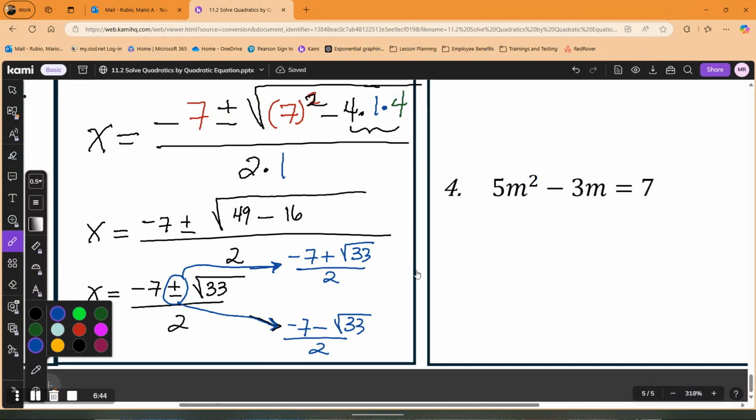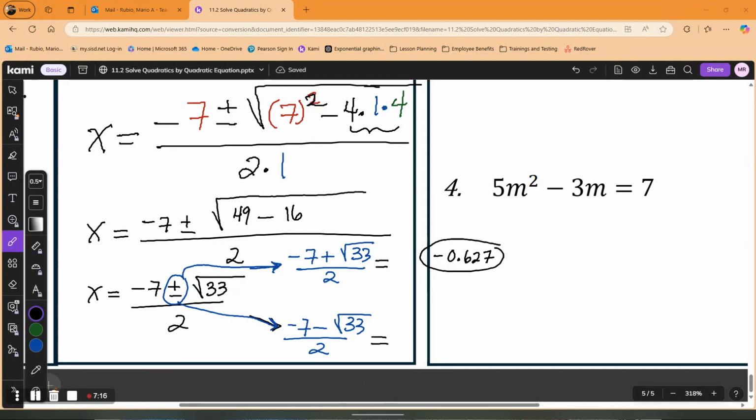And now I'm going to simplify these a little bit more. I don't know what the square root of 33 is off the top of my head, so I'm going to put this in my calculator. -7 plus the square root of 33. And I'm going to make sure that's all divided by 2. And I'm going to get -0.627.